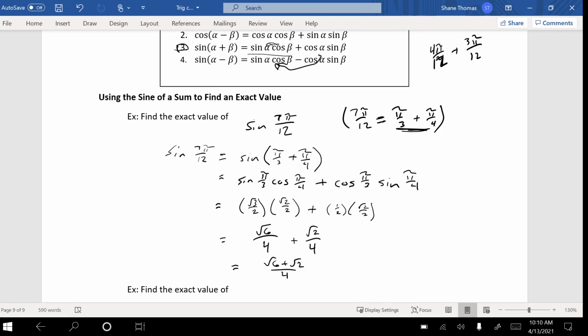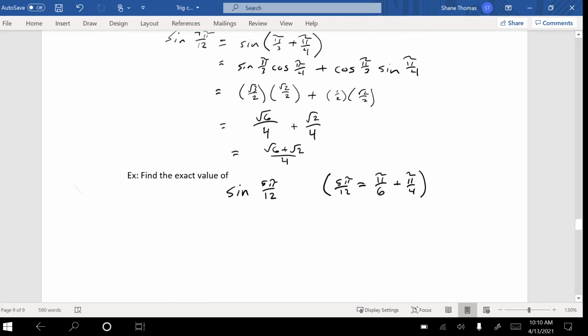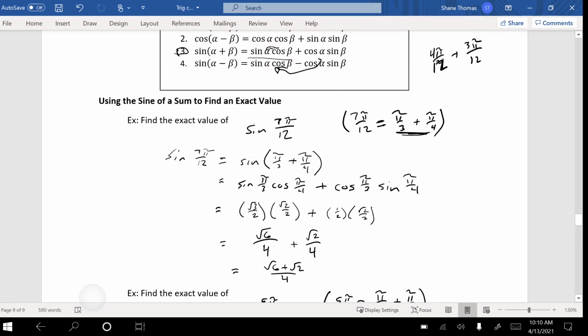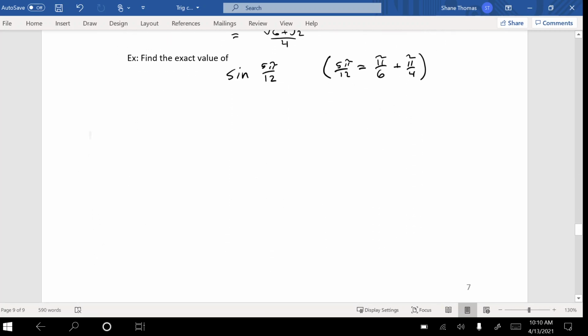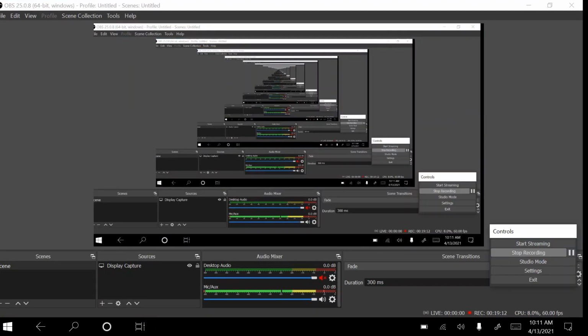All right, so here's the next one. I want you to find the sine of 5 pi over 12, given that 5 pi over 12 is equal to pi over 6 plus pi over 4. So it's very, very similar, isn't it? We're going to be using the same one again, number 3. Plug it in. I'm going to give you about 5 minutes to try that.